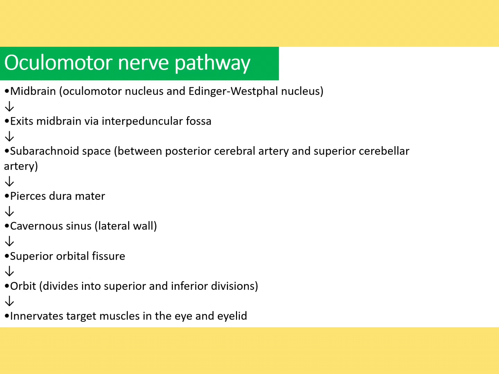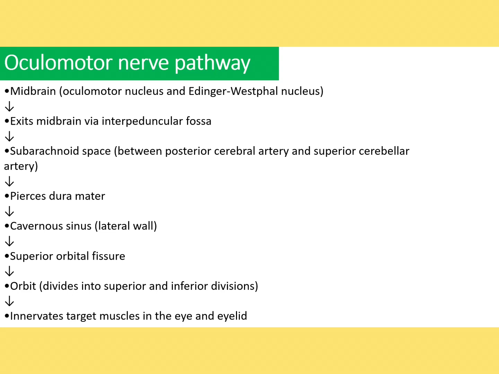Then it divides into two parts: the superior division and the inferior division. The superior division innervates the LPS muscle, which is responsible for elevating the eyelid. It also innervates the superior rectus muscle, which moves the eye upward. So the superior division controls two muscles, the LPS muscle and the superior rectus muscle.